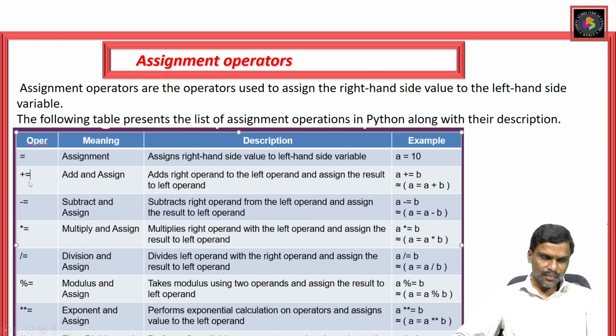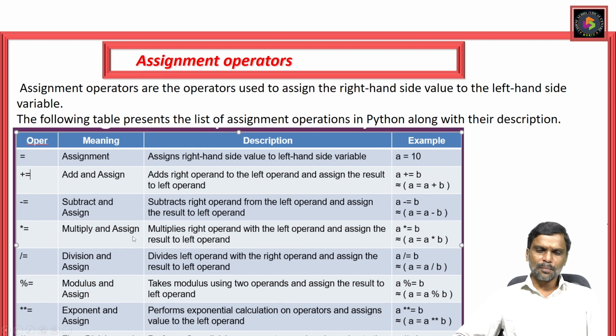Next, plus equals is add and assign. Here you can see, if you understand this, the remaining are all the same. A plus equal to B means A is equal to A plus B. The meaning of that is A is equal to A plus B. Similarly, subtraction: in this assignment operator, what is happening? Subtracting then assigning. You can see here A minus equal to B. This is nothing but A is equal to A minus B.